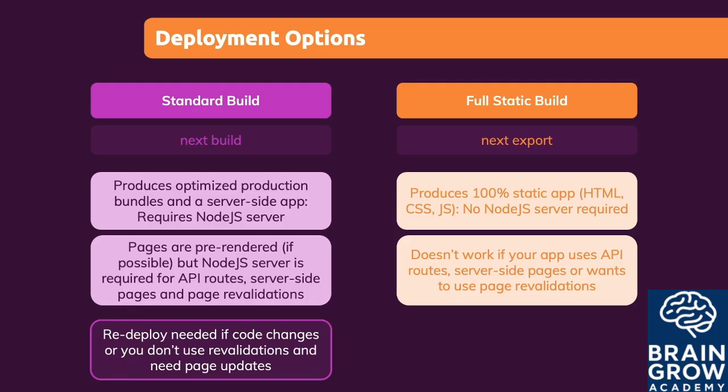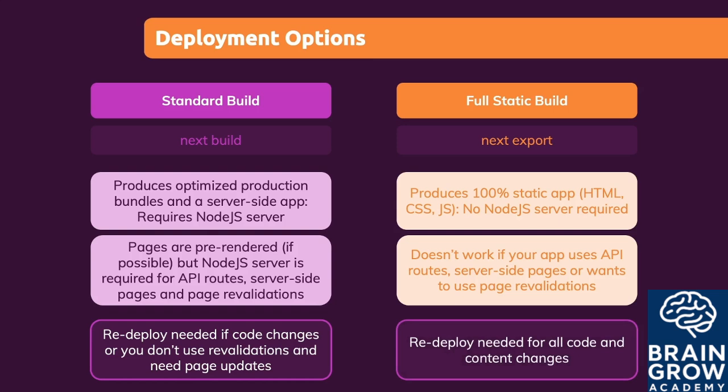Now, when building a page with next export, you have to be aware of the fact that that means that you need to redeploy your application whenever your code changes, but also whenever any content changes. Since you can't use page revalidations and fallbacks and so on, you need to redeploy whenever any content changed, because you'll need to export your application again. You need to rebuild all the pages again.